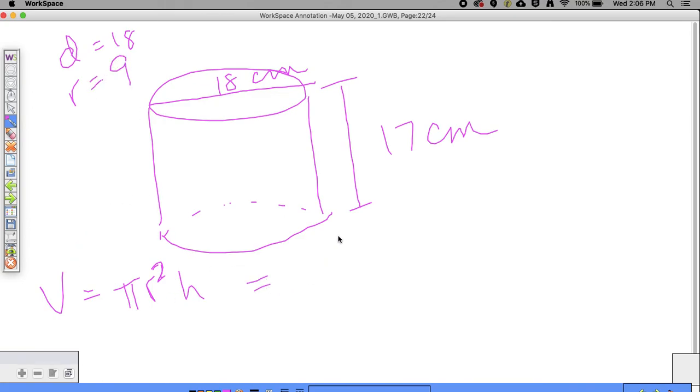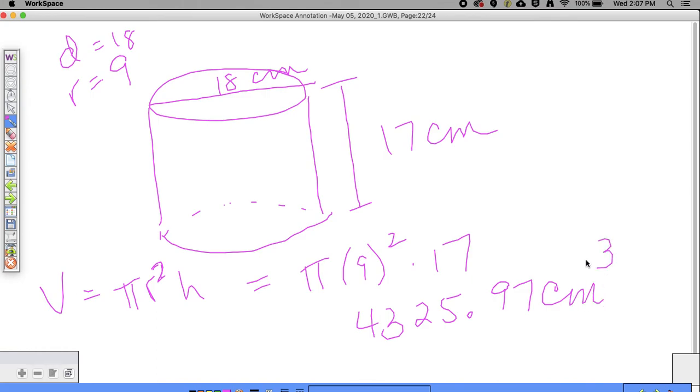So the diameter is 18, which means your radius is 9. So when we want to find the volume, the volume is going to be equal to pi times 9 squared times your height, which is 17. And that's going to be 81, which I already squared 9, times pi times 17. So your volume is going to be 4325.97 cubic centimeters, because we're fitting a bunch of cubes inside this guy right over here, but we round them off and we cut things off just to make sure that they fit.